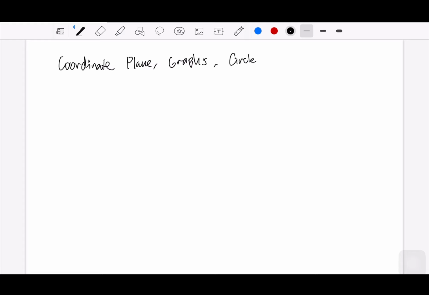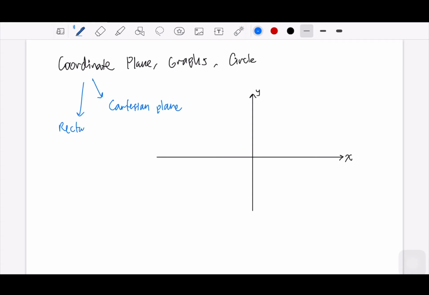Okay. So for the coordinate plane, we're going to start with the name. We usually say that the alternate name is the Cartesian, right? So whenever you find yourself with this term, the coordinate plane or Cartesian plane, practically we have two axes, like this. We name this axis y, this one x. Another name that is similar, we can also call this a rectangular plane.